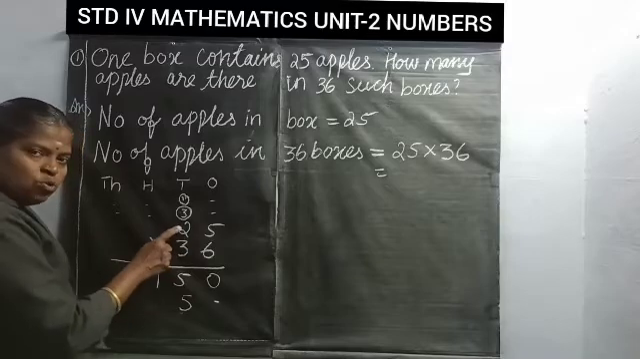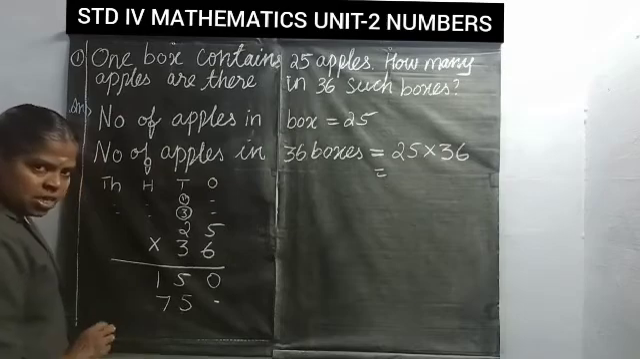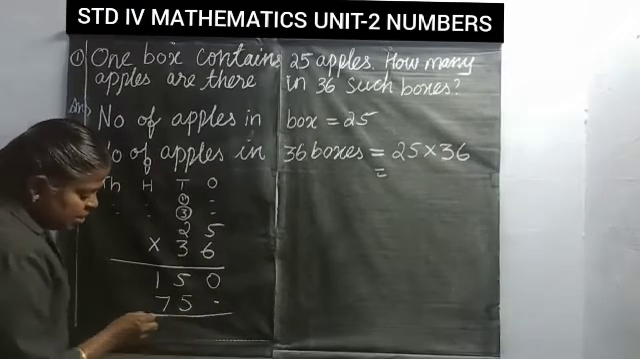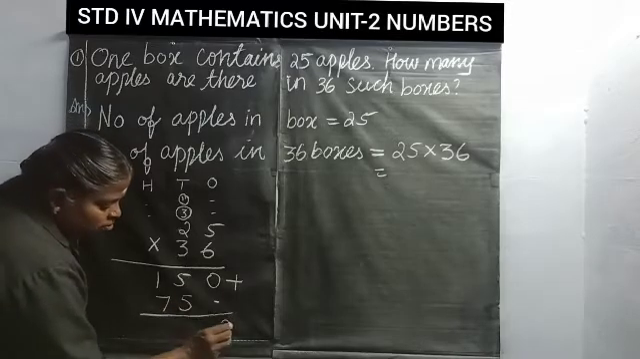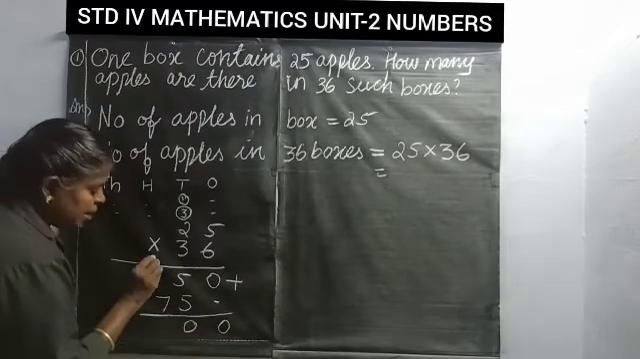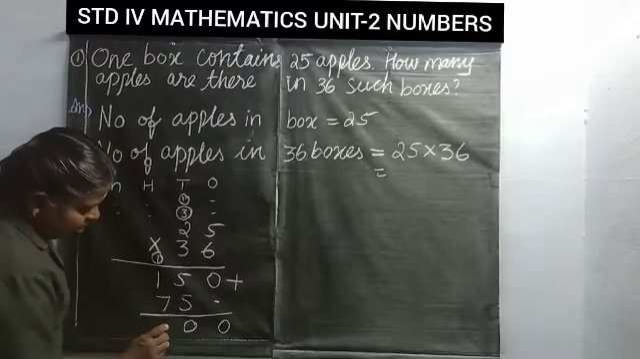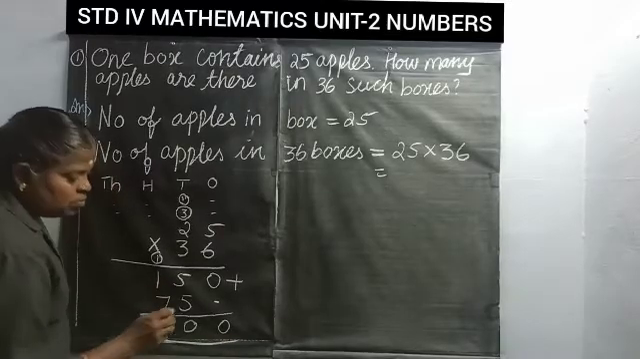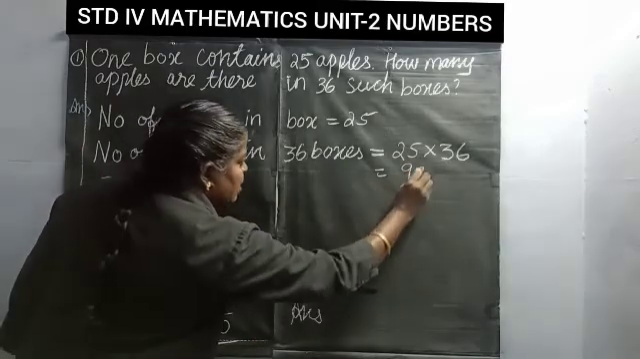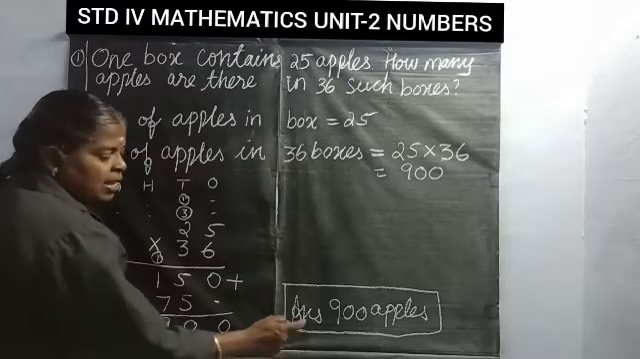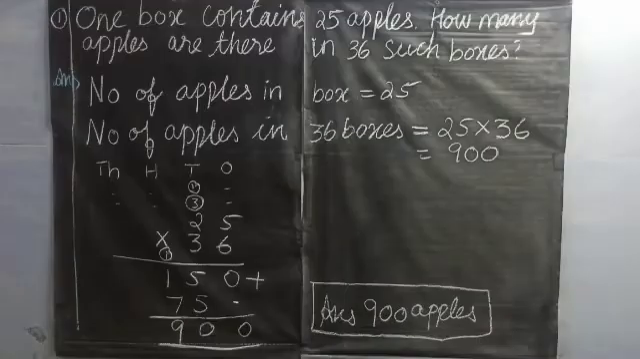Then 3 2s are 6. 6 plus 1, 7. Then after that add these two. 0, 0. Carry over 1. 1 plus 1, 2. 2 plus 7, 9. So the answer: 900 apples are there in 36 boxes.